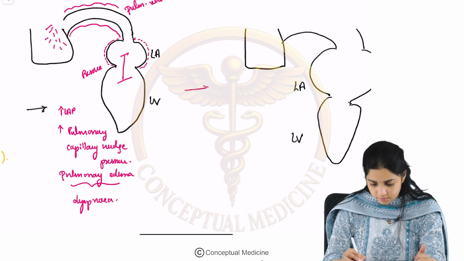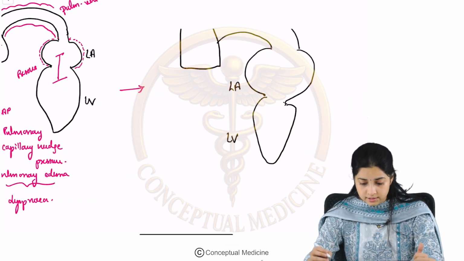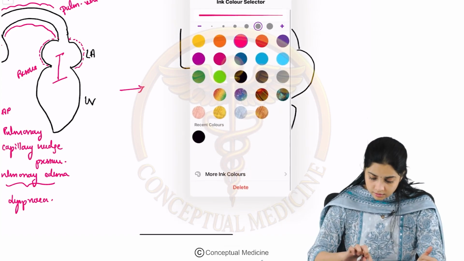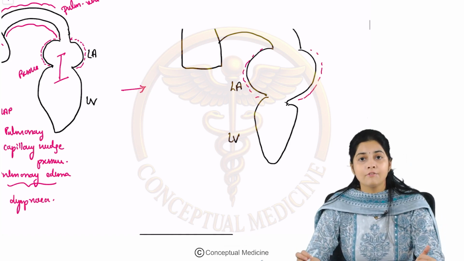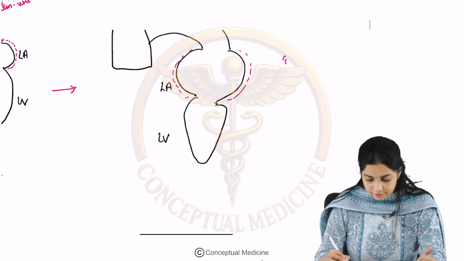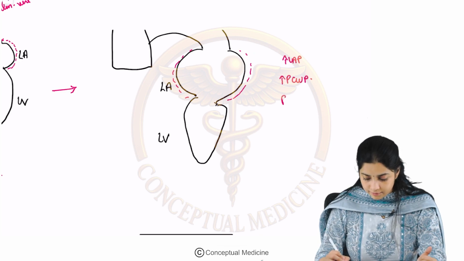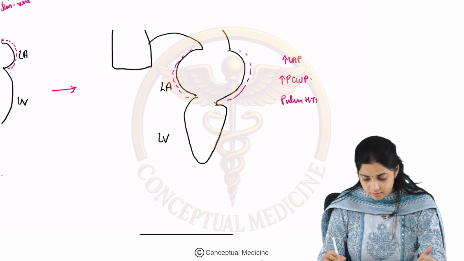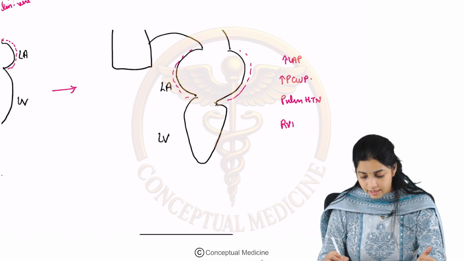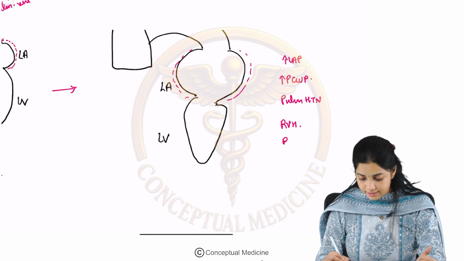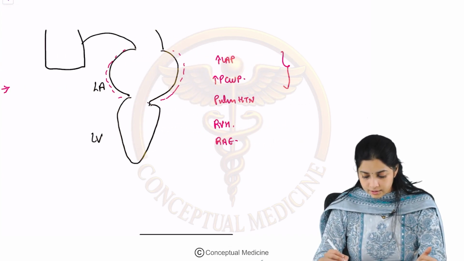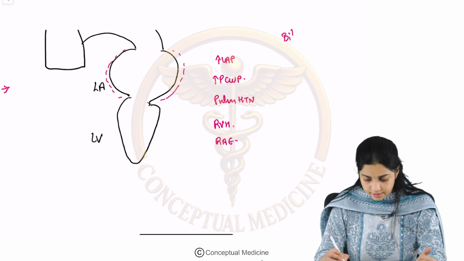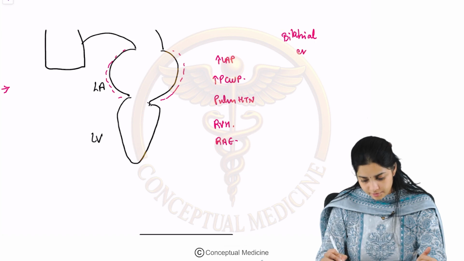Now what happens? You can see that in chronic MS, the left atrium has enlarged significantly. So there is increased left atrial pressure, there is increased pulmonary capillary wedge pressure. There will be development of pulmonary hypertension as well. And there can be development of right ventricular hypertrophy and right atrial enlargement as well. So you can see that there can be development of both left and right atrial enlargement, which is called as biatrial enlargement.